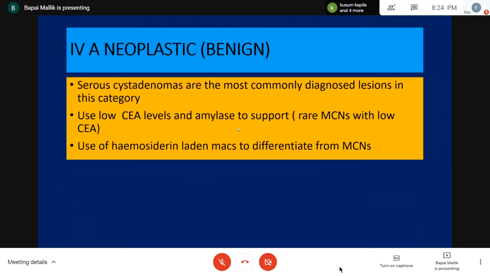By using molecular pathology, you can reduce the numbers of MCN, but still there will be MCNs with very, very low CA levels. One of the things which has been suggested as a good cytomorphological indicator to differentiate between serous cystadenomas and MCNs is the presence of hemosiderin-laden macrophages, which strongly favor a diagnosis of serous cystadenomas. But all these are coming into consideration.